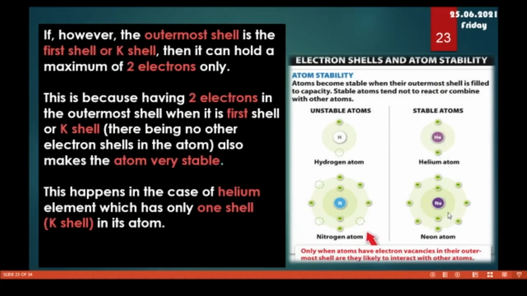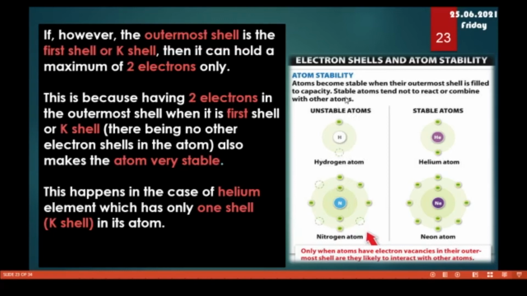Okay, these are the stable atoms. If you see the hydrogen and nitrogen, I will take an example for that. Hydrogen has only one electron in the K shell, so this is an unstable atom. Here, if I take nitrogen, the K shell is fully filled, but the L shell has only 5 electrons, the remaining 3 are not there, so it is an unstable atom.